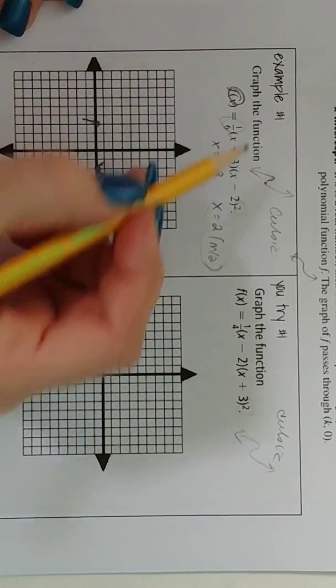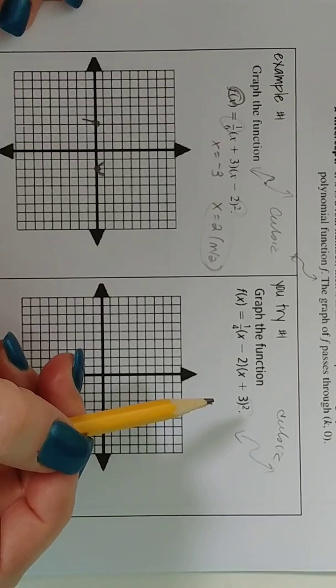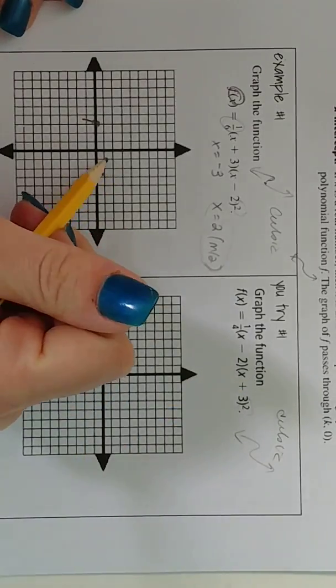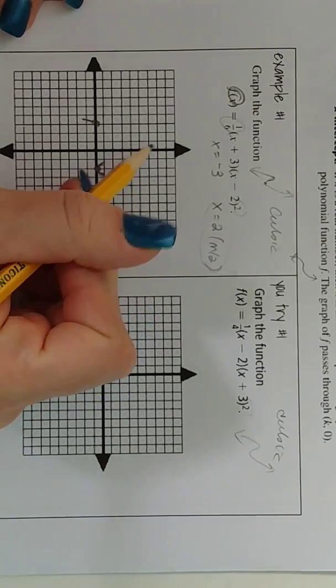And the other thing I want to look at is the fact that I have a vertical shrink by a factor of 1/6. So another thing that's really nice to have here is a sense of what's my y-intercept.